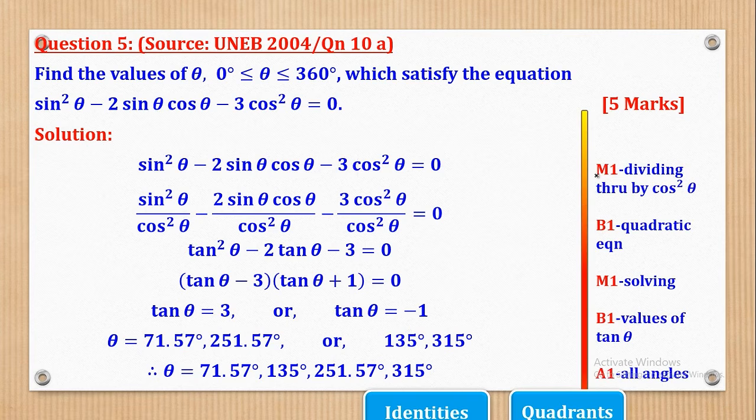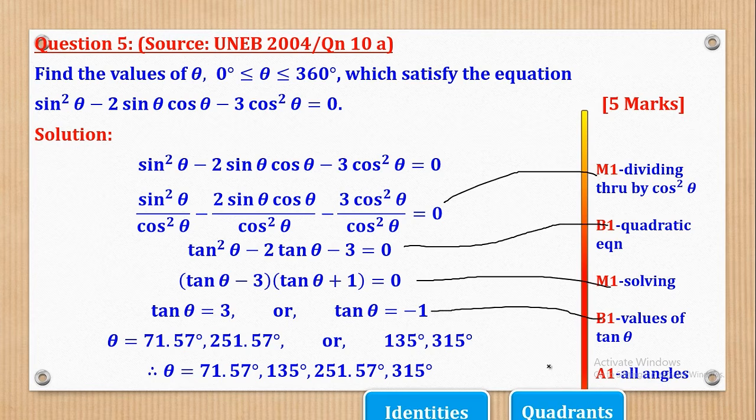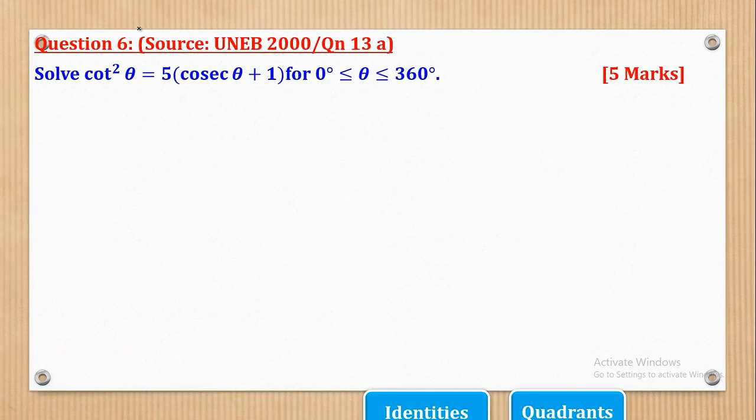So M1 is for dividing through by cos squared theta, and B1 is for getting the quadratic equation, M1 for solving, B1 for the values of tan theta, and A1 for all the angles. So that was question 5.